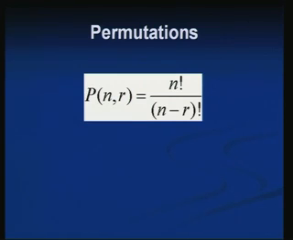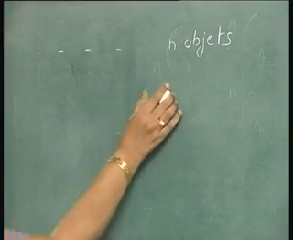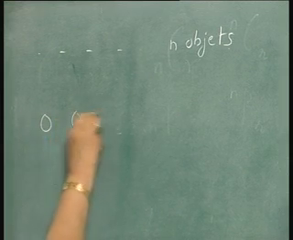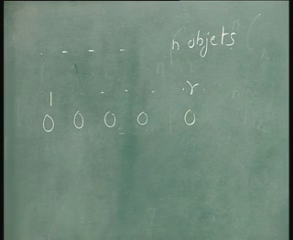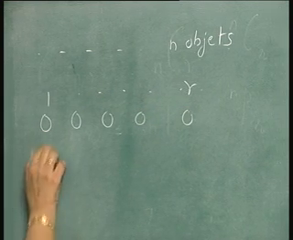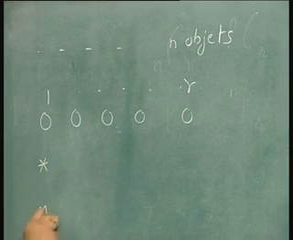Let us see what is the value of PNR, that is the number of R permutations out of n objects. It is equal to n factorial by n minus R factorial. This is the formula for PNR. Let us see how to derive it. We are having n objects, and you are asked to arrange R of them in R places. Now, how will you arrange? For the first place you can pick one of the n objects and put it here. That can be done in n ways.